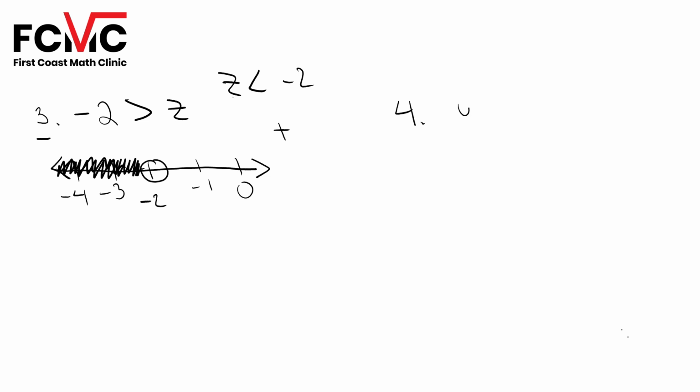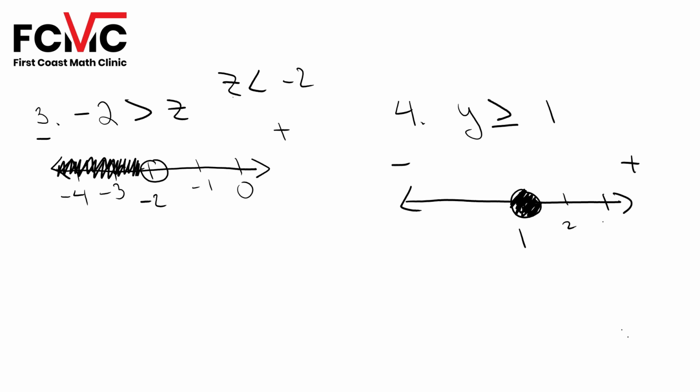And for number 4, let's do y is greater than or equal to 1. We'll have the 1 in the middle. Now we want a closed circle because we've got greater than or equal to. We're going to include the 1 in our solution set. Larger values to the right, smaller values to the left. So we've got like 2 and 3 here. We've got 0, negative 1. If y is greater than or equal to 1, we want to shade towards our larger values. So we're going to go to the right. And this is our graph for y is greater than or equal to 1.